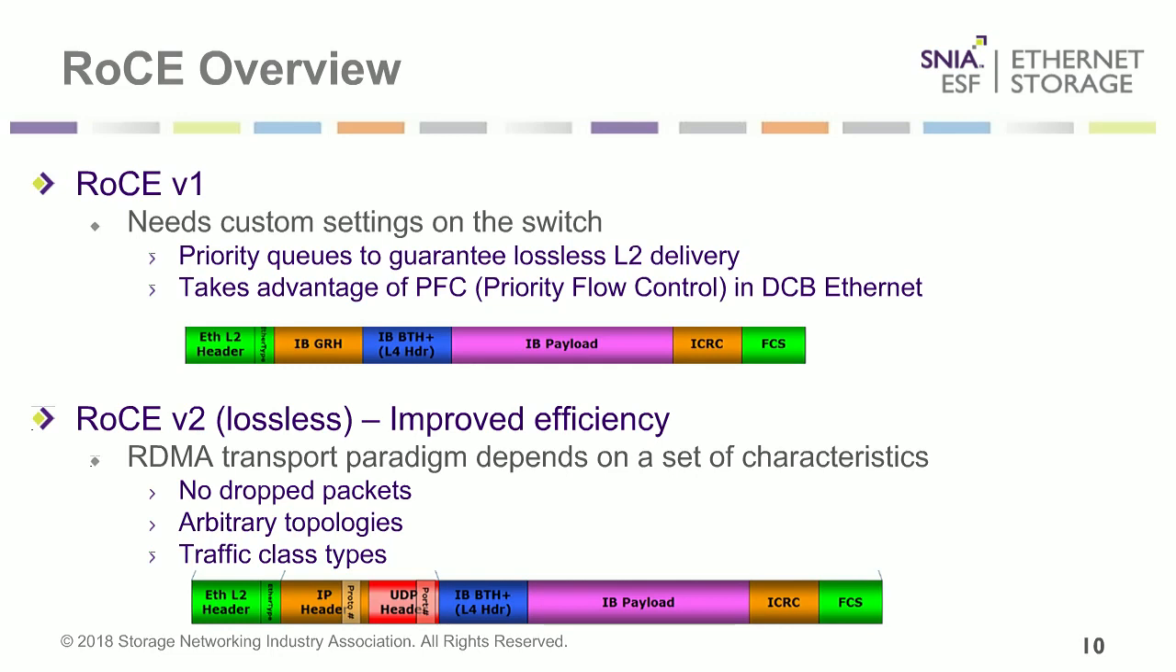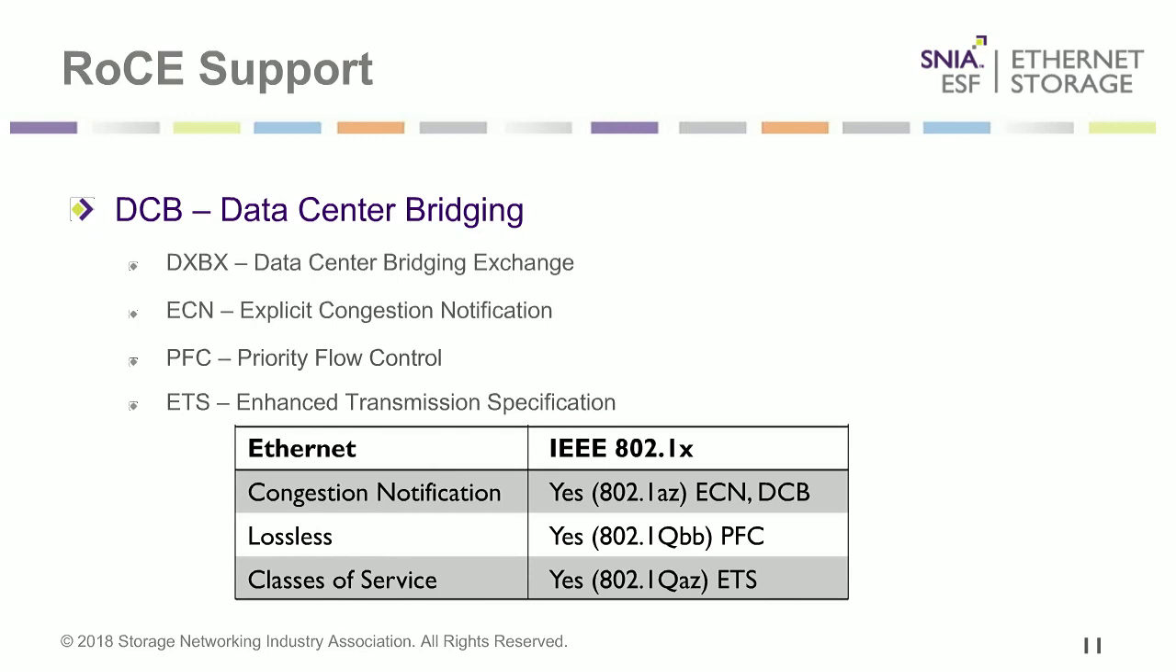ROCE has been around for quite some time, and the routability of version 2 was introduced in 2014. One point I want to make note of right now is that ROCE no longer requires a lossless DCB or PFC fabric, and we'll go into what all that means over the next slide. Let's transition there.